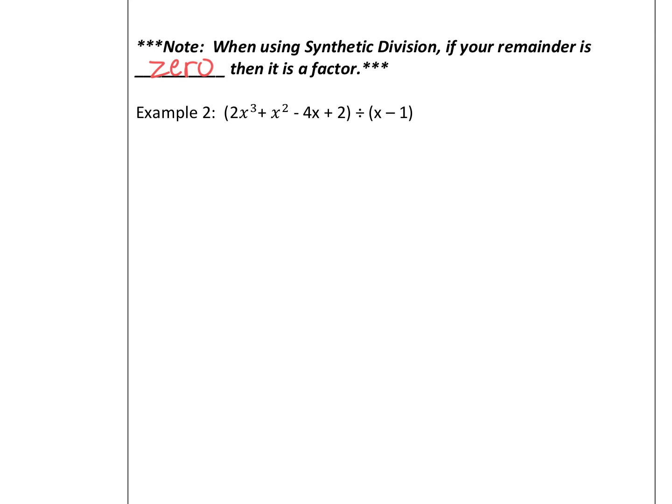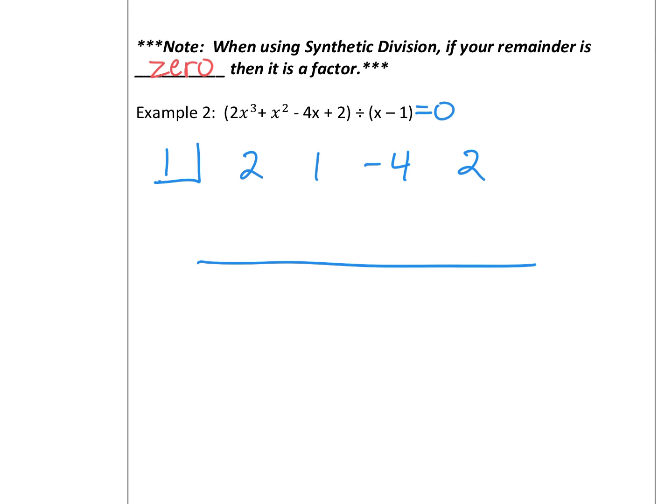Ledge guy, who is he? 1, because we said x minus 1 equal to 0. Solve it, and you get 1. Numbers going across, what are they? 2, 1, -4, 2. We didn't have any placeholders here? No? Okay, cool. No gaps in my descending exponents. Tell me what to do now. Bring down the 2. Multiply by ledge guy. 2 times 1. 2. Now what? Add them up. What is that? 3. What's the 3 going to do? Go to ledge guy. 3 times 1.